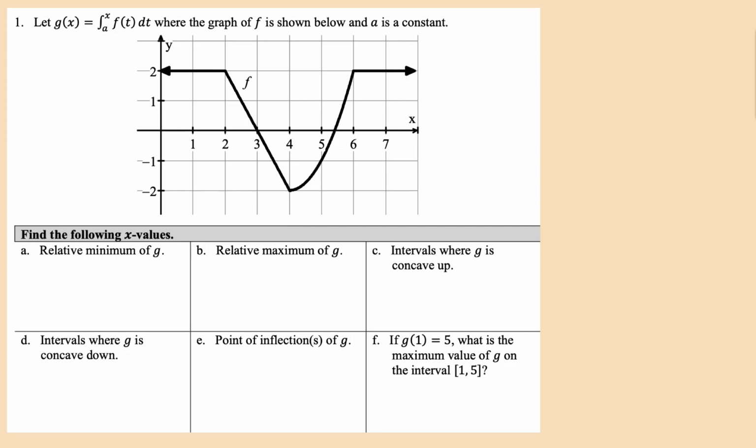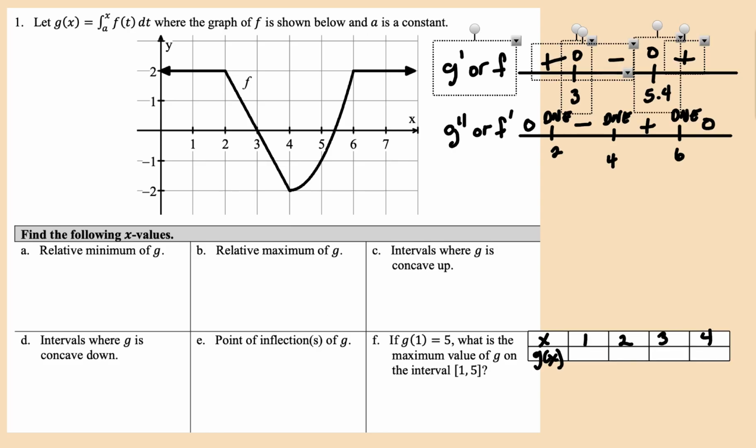We are looking at g of x, which is the accumulation function. Notice that the graph is not g of x. The graph is f. This is the function we're trying to find the area under. It might not be a bad idea for you to take an extra step and think about this being g prime, or f, and do a sign chart like I taught you before. And while you're at it, do a sign chart for the second derivative, or the first derivative of the first derivative. So let's go ahead and do this.